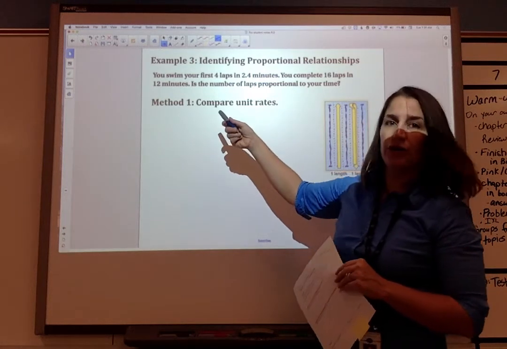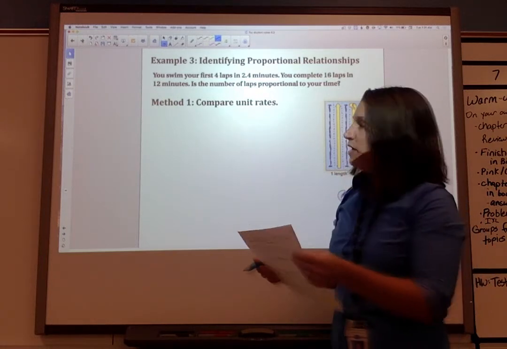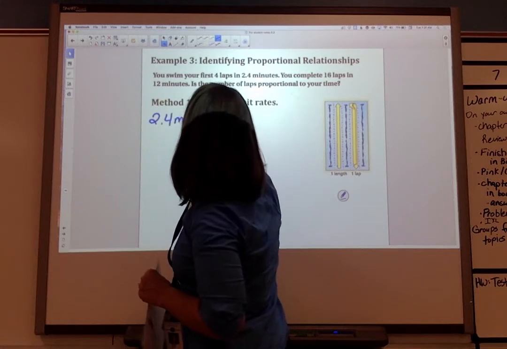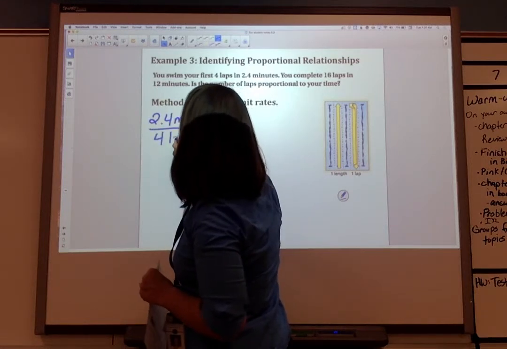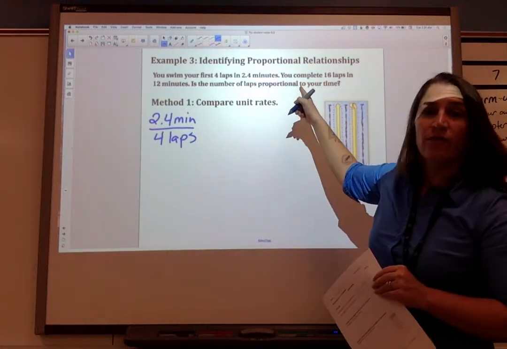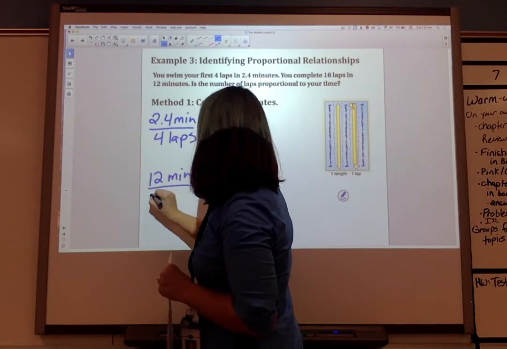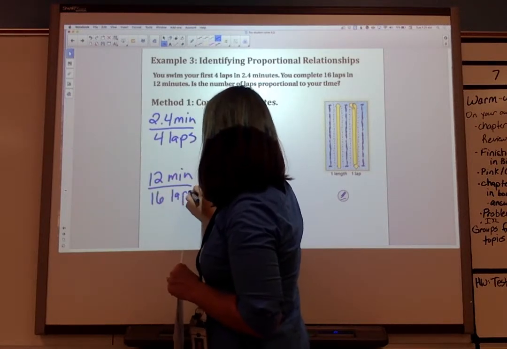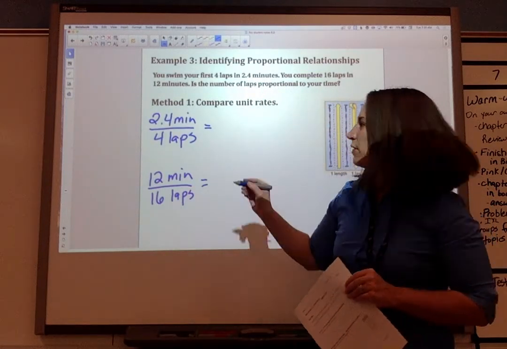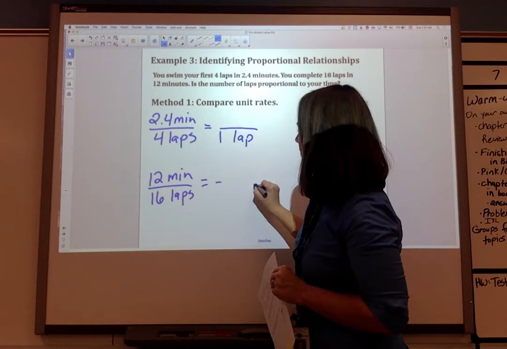So we're going to compare our unit rates, which is another way to say we're going to simplify the ratios. So we're going to start with 2.4 minutes over 4 laps. And then our other ratio is 12 minutes for 16 laps. And in both of these, we're going to reduce the ratio to figure out how long it takes for just 1 lap.